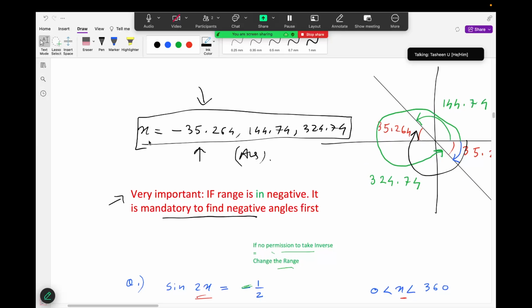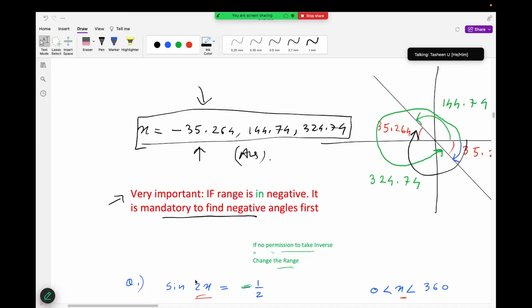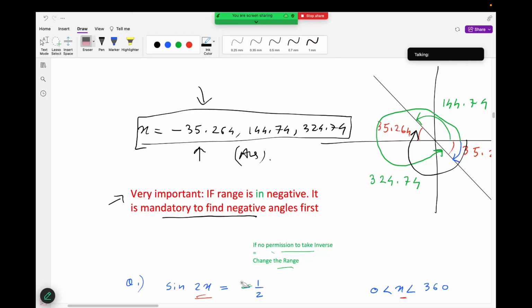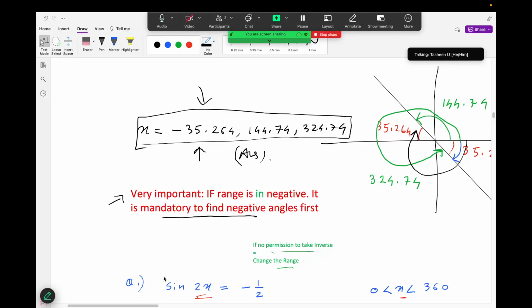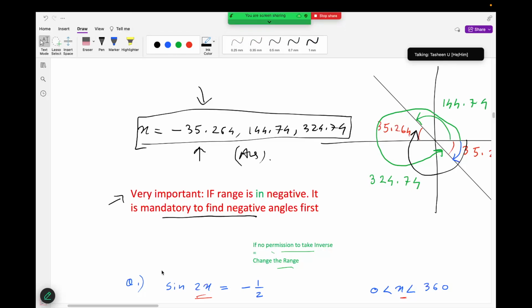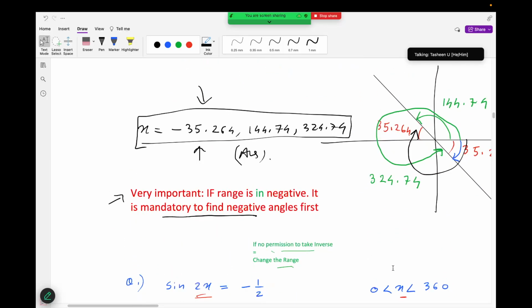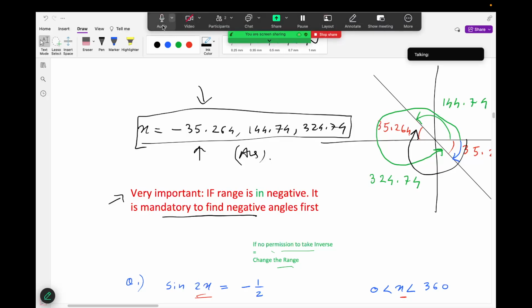Can you try to find the value of x for which sine 2x equals negative half? If you have understood everything, can you try to find this? Solve this question. Now, sine 2x equals negative half, and they have asked us to find the values of x that satisfy within the given range. Now, what is the first step that I have repeated all up until this point? What is the first step?